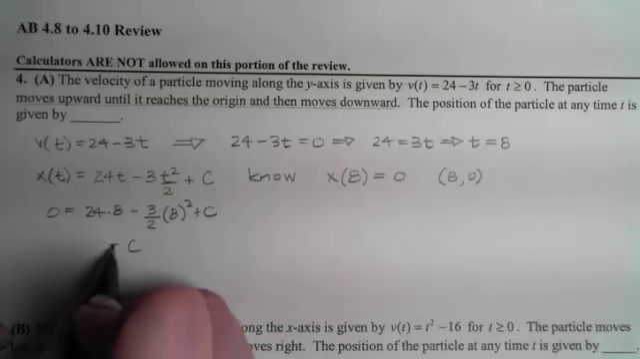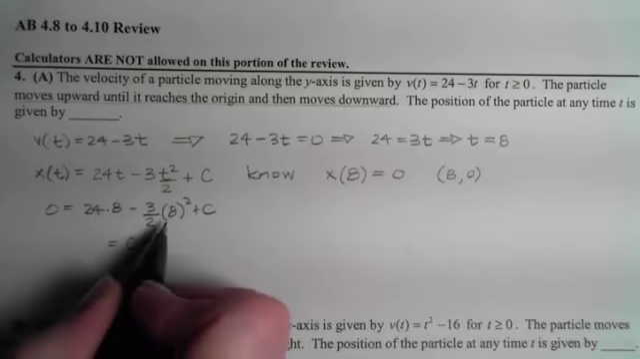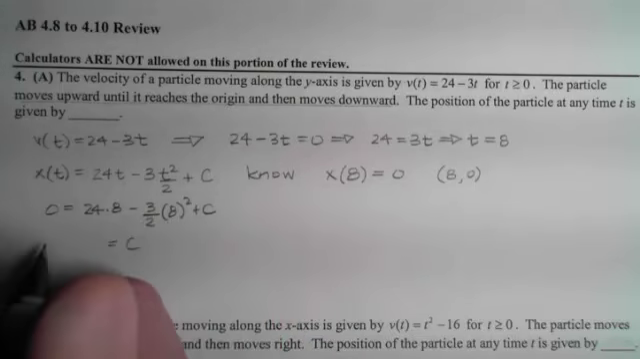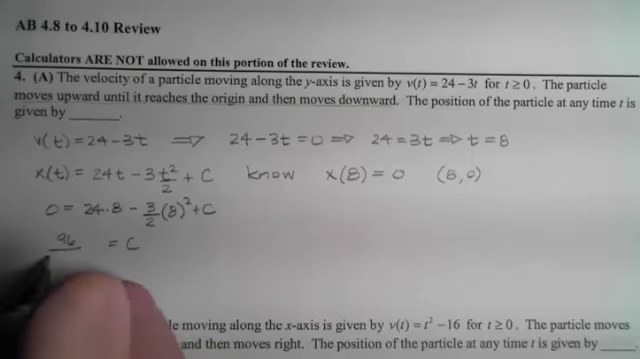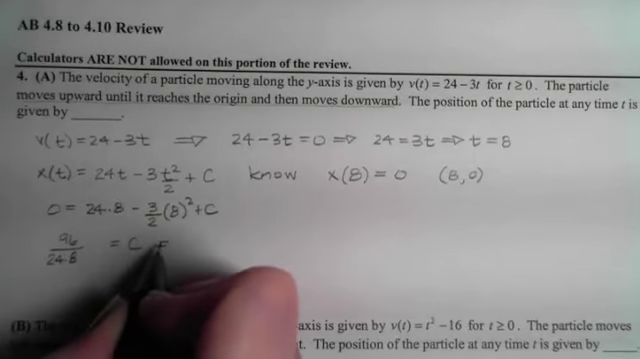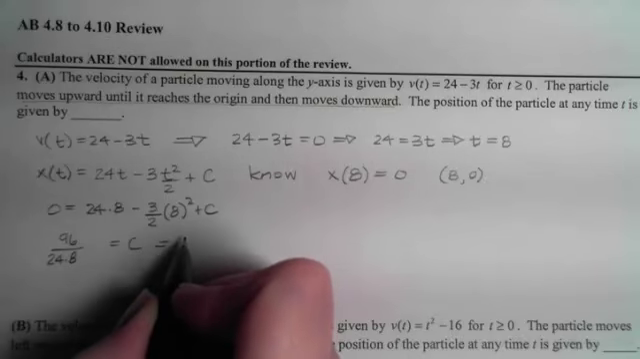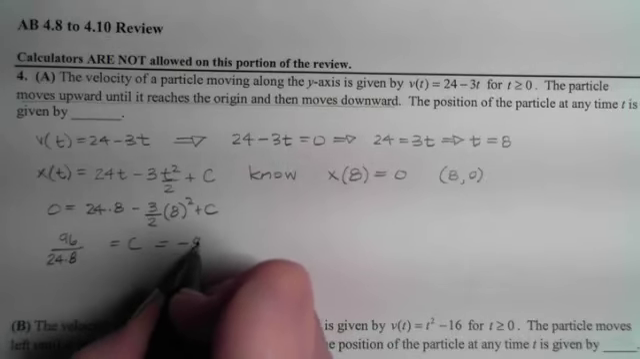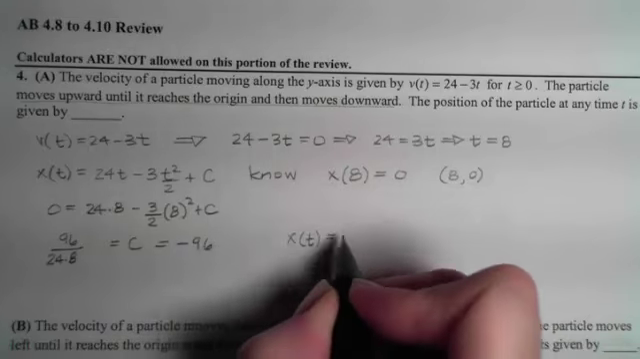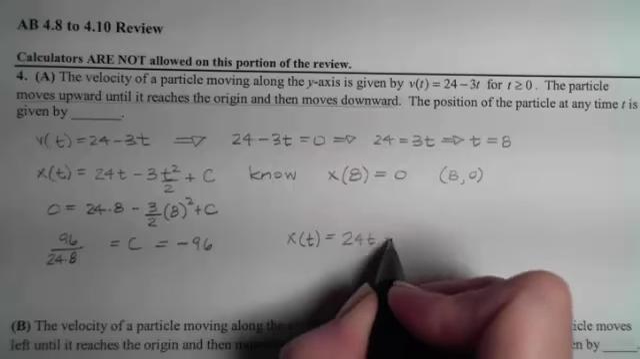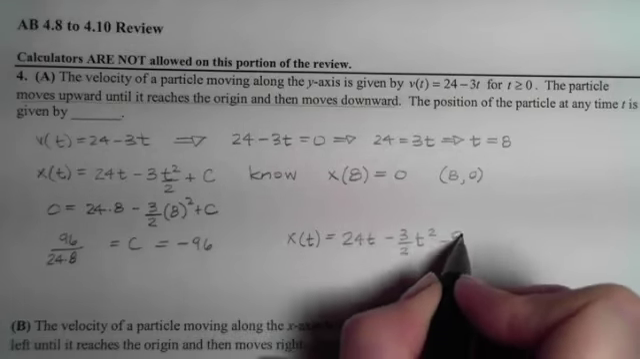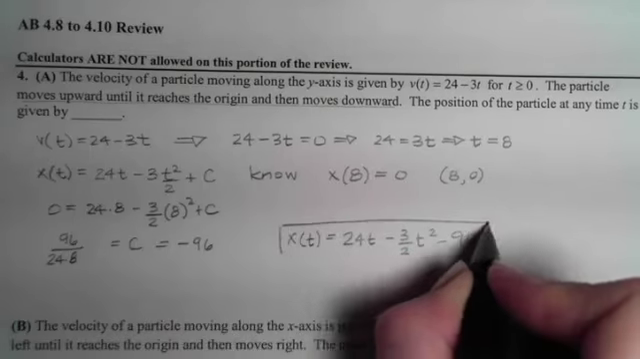So my c will be, let's see, what is that? 8 squared is 64, divided by 2 is 32, times 3 is 96, over 24 times 8. I end up with c equals negative 96. So my position curve will now be 24t minus 3/2 t squared minus 96.